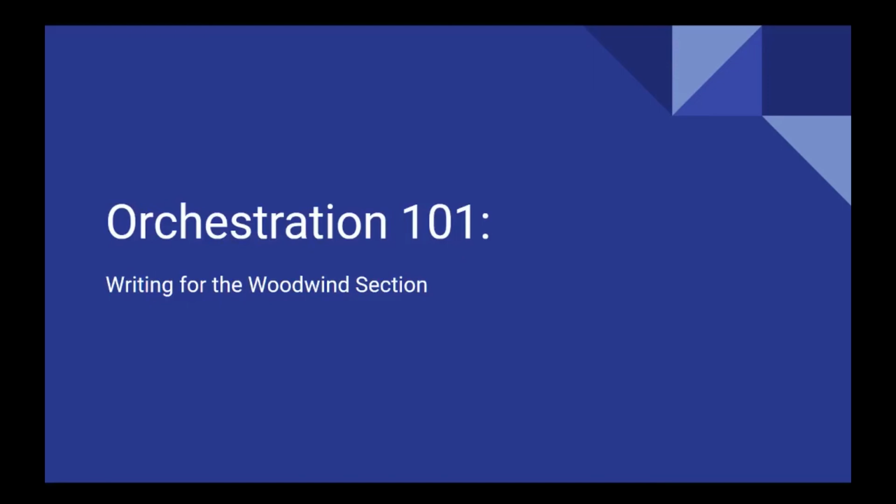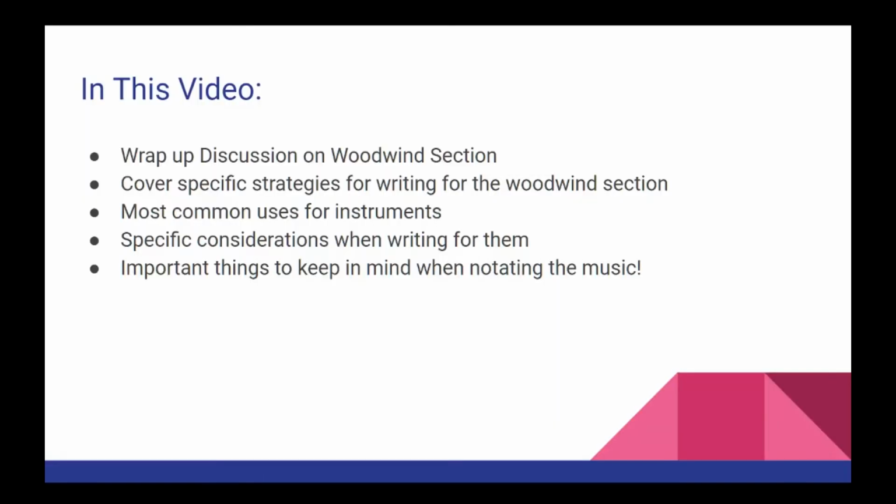Alright, welcome to the 10th video in this series on orchestration. In the last video, we were introduced to the most common instruments found in the woodwind section, including their ranges, tone colors, and the three subsections that each instrument is divided into for practical orchestrating purposes. In this video, we will cover some specific strategies to help you when writing for the woodwind section.